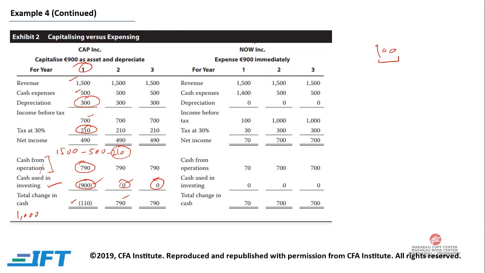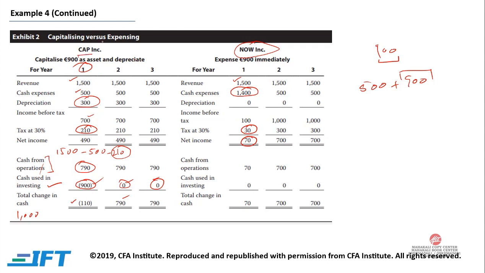Now for the expense case, 1,500 is your revenue and cash expense is 1,400. Now where is this 1,400 coming from? It is 500 plus 900, the equipment we expensed. And the tax that we are paying is extremely low, that is 30, and the net income is extremely low as well as compared to capitalizing it.